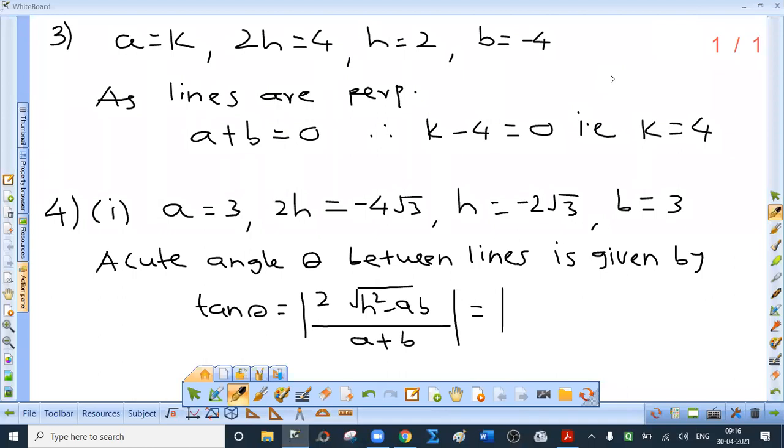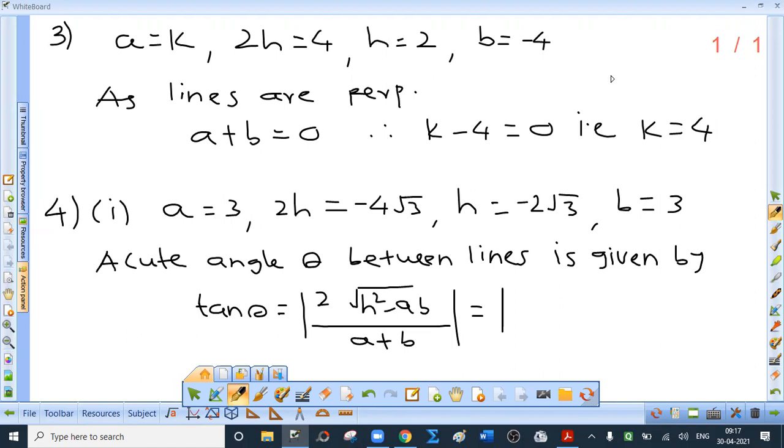Fourth sum, find the measure of the acute angle between the lines represented by first equation 3x square minus 4 root 3xy plus 3y square equal to 0. See, in exam you are supposed to write comparing the equation 3x square minus 4 root 3xy plus 3y square equal to 0 with ax square plus 2hxy plus by square equal to 0 to get. Here I have directly written this, but in exam you are supposed to write the first part. To get a equal to 3, 2h as minus 4 root 3. So what is h? Minus 2 root 3. And what is b? 3.